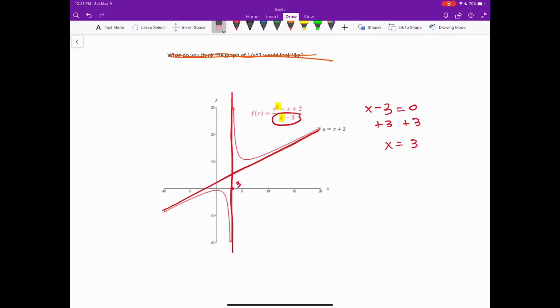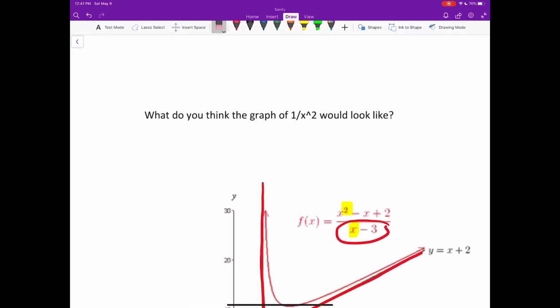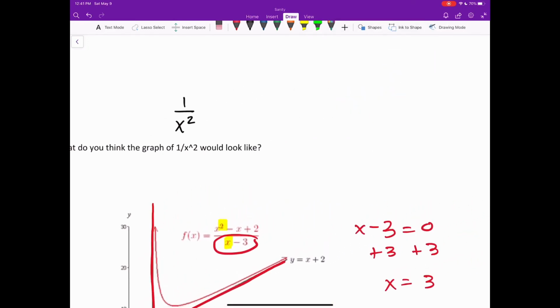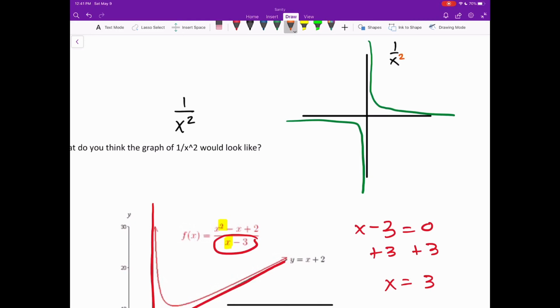You're doing great. In your homework, I am going to ask you, what do you think the graph of 1 over x squared would look like? So I'm going to have you think about that question. You may want to use the fact that the graph of 1 over x looks like this. So what would happen if we squared the bottom? Think about it. Don't cheat. Please don't graph this on Desmos. Give an honest thought. Think about it, and then you can graph it and check yourself.